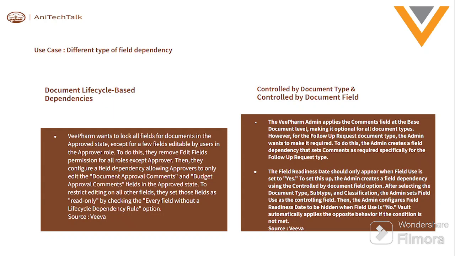Here you can see the field readiness date should only appear when field use is set to yes. To set this up, the admin can create a field dependency using the control by document field option, and after selecting the document type, subtype and classification, the admin sets field use as the controlling field, and then the admin configures the field readiness date to be hidden when field use is no, otherwise it behaves oppositely, right?